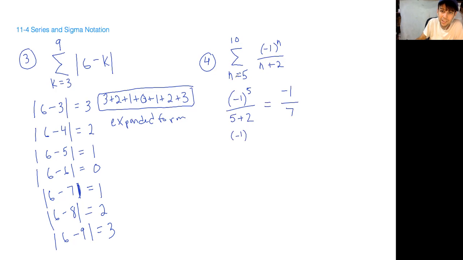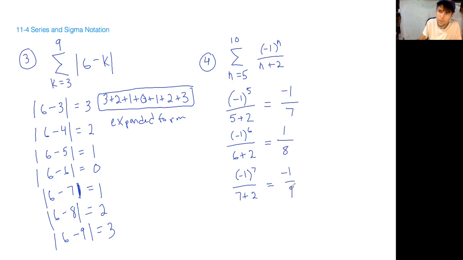Okay, and then keep going. Now we go to 6. Right now, n is going to take on the value of 6. So negative 1 to the 6th over 6 plus 2. Since this is an even power of negative 1, we're going to get positive 1 over 8. And see how this is happening. So it was negative, and then it's positive. And now this next one, since our power is going to be odd again, we're going to end up getting negative 1 on top. And then 7 plus 2 is going to equal 9. So it's going to be negative 1 over 9.